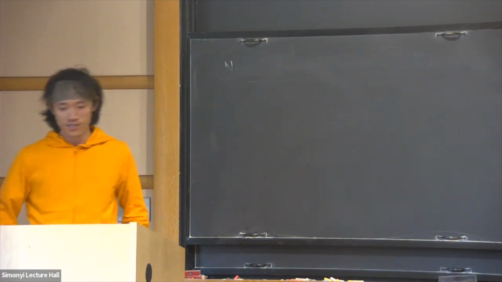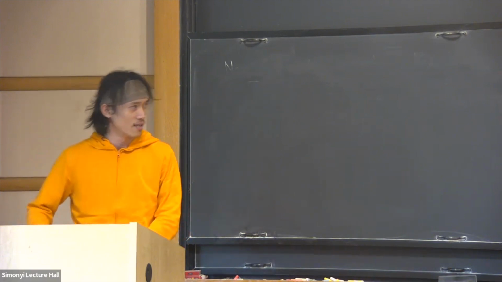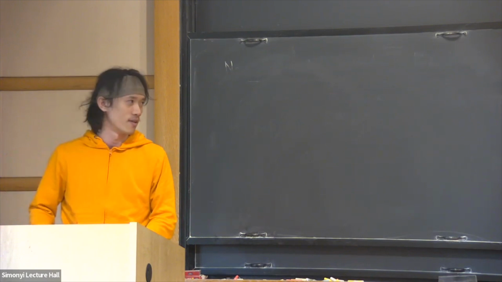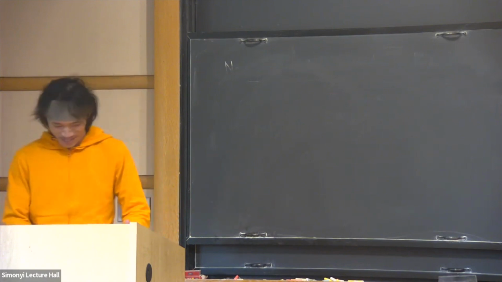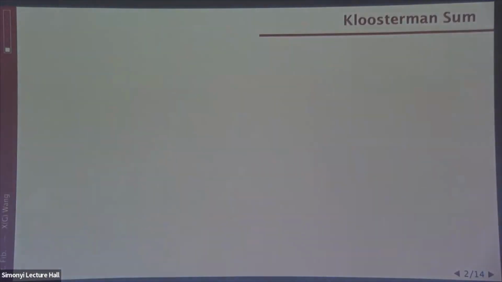Thanks for the introduction. The title is on Hitchin-type fibrations, and it's a non-introduction because it's more of an introduction to introduction. Okay, let's get started. The talk is split into three parts. First, I'd like to talk about Kloosterman sums.